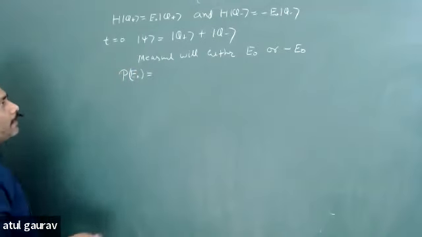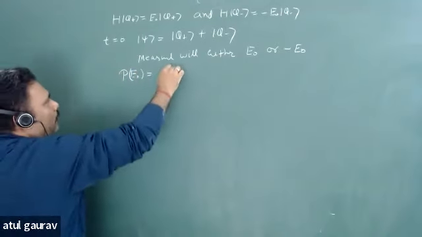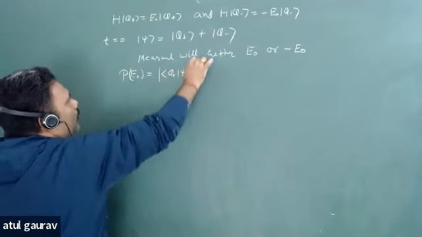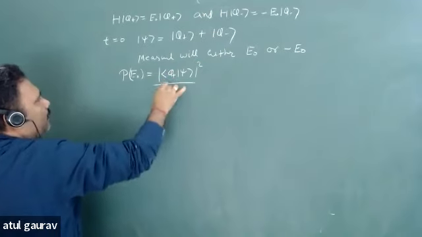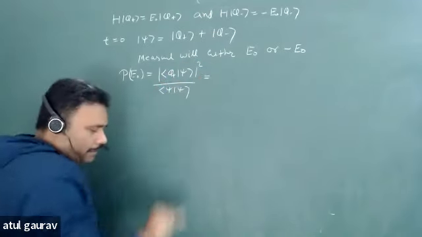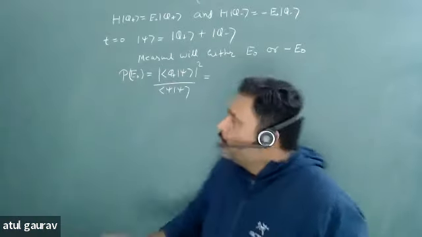What will be the probability of measurement of E naught? So we should go for |<phi plus|psi>|^2. So what is this value? Can anybody tell me what will happen?